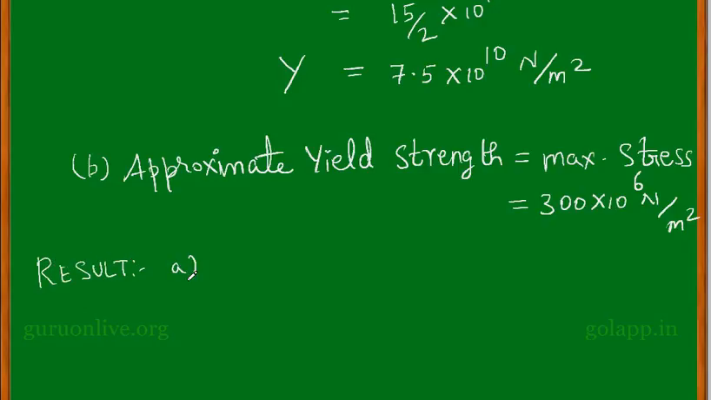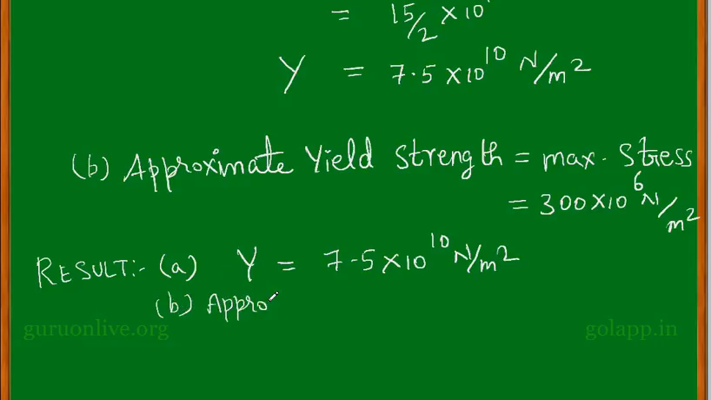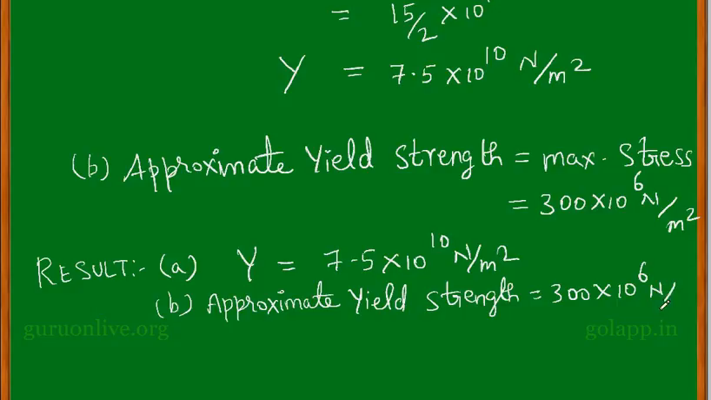So the result for your problem A, that is finding the Young's modulus Y, is equal to 7.5 into 10 to the power of 10 Newton per meter squared. Likewise, for your problem B, approximate yield strength is equal to maximum stress, which is equal to 300 into 10 to the power of 6 Newton per meter squared.